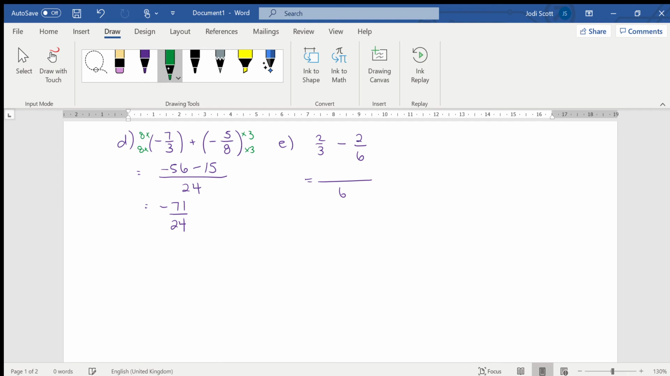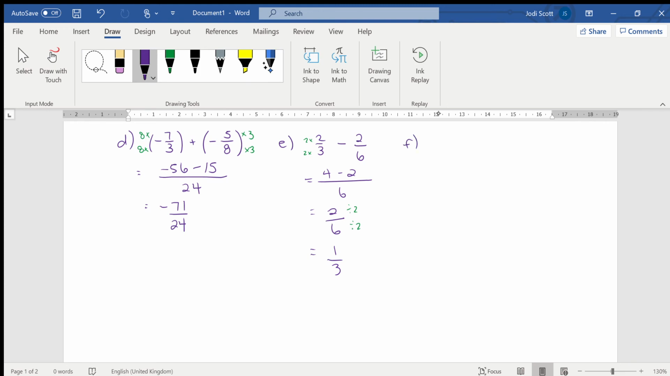So on our first fraction, we needed to multiply by 2 to get to 6. So 2 times 2 is 4. And the second one, we didn't have to do anything. The denominator was already 6, so just keep the numerator the same. Well, 4 minus 2 is 2 over 6. This one we can reduce. So in this case, we could divide top and bottom by 2, and that would give us 1/3.